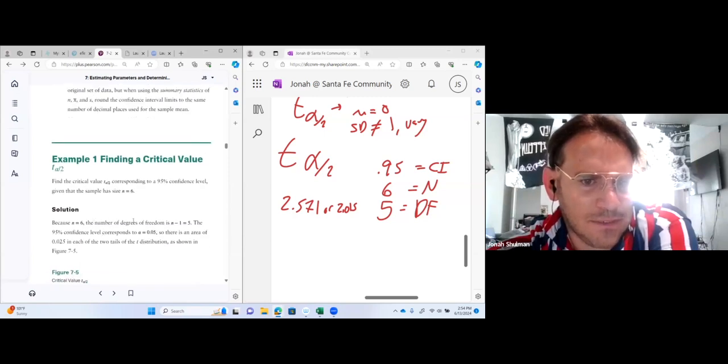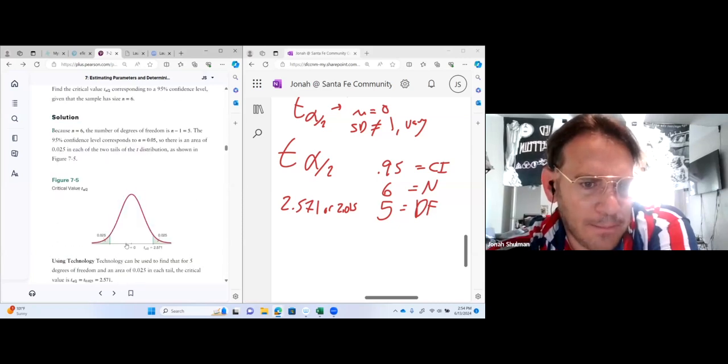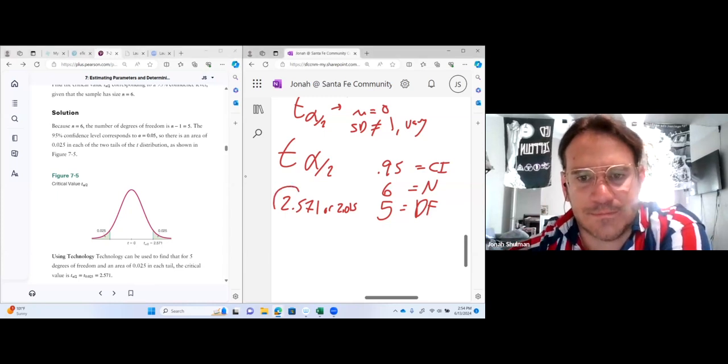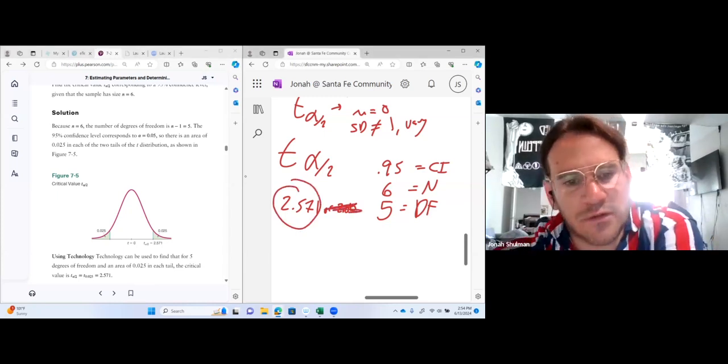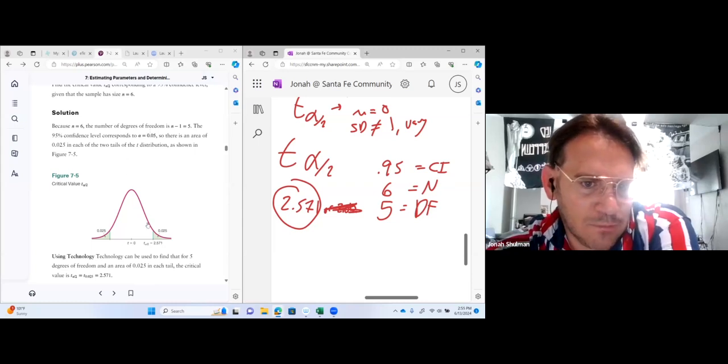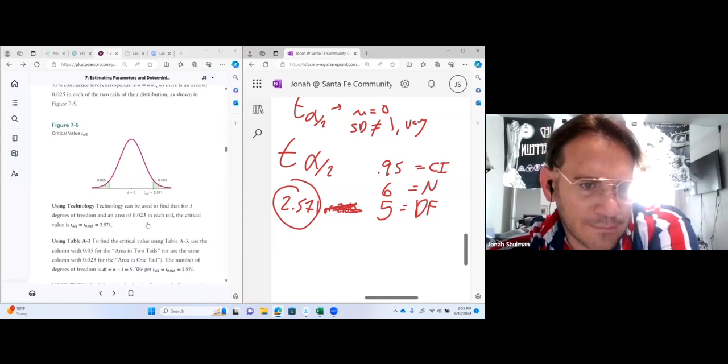All right, because n is 6, 95% corresponds to 0.05, so there's an area of 0.025 in each of the 2 tails. Okay, that's cool with me. And it was 2.571. I guess we're just going to assume it's 2 tails unless it tells us otherwise, which is totally fine. Boom, we like it. To find the critical value using the table, we go to area 2 tails or 0.025 for 1 tail. Well, that's the way I did it.